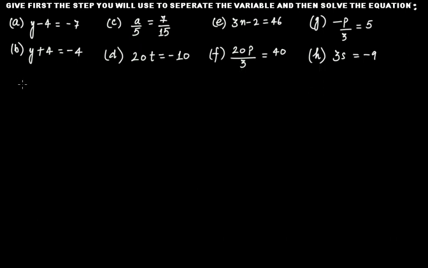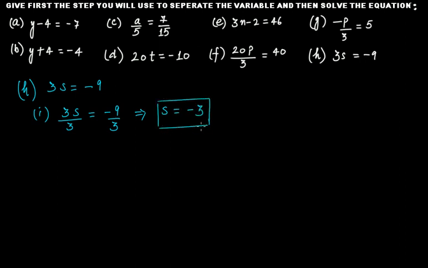Now we have h. 3s equal to minus 9. Since 3 is in multiplication with s, therefore the step will be divide both the sides by 3. So 3s divided by 3 equal to minus 9 divided by 3. And this will be s is equal to minus 3. So this will be the answer.